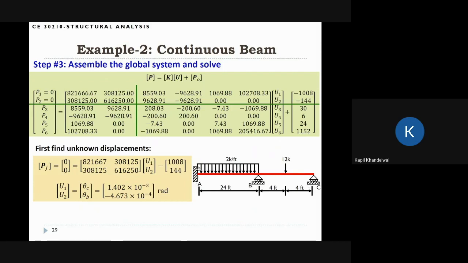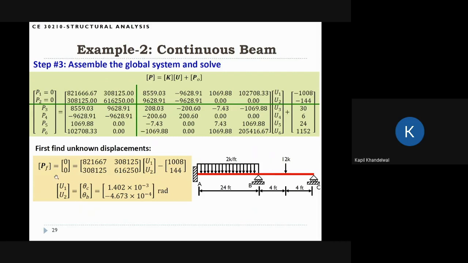This support is fixed. This support cannot move in the vertical direction. This support is also not moving in the vertical direction. So U3, U4, U5, U6 are all 0. So you can think that when we solve the system, US is 0.